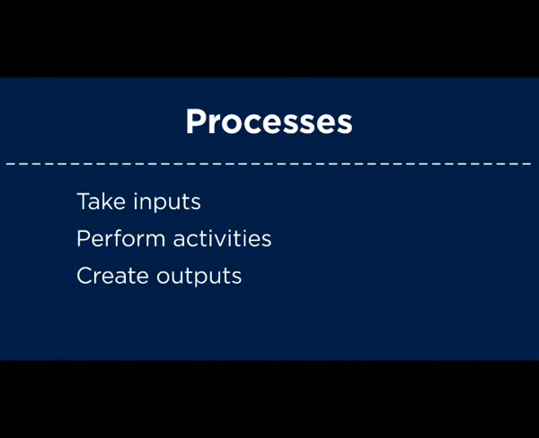Processes are used to create outputs, and a system is just a collection of like processes. Each process takes inputs, performs activities, and creates outputs. These outputs become inputs to the next step of the process, and so on until the final deliverable is achieved.